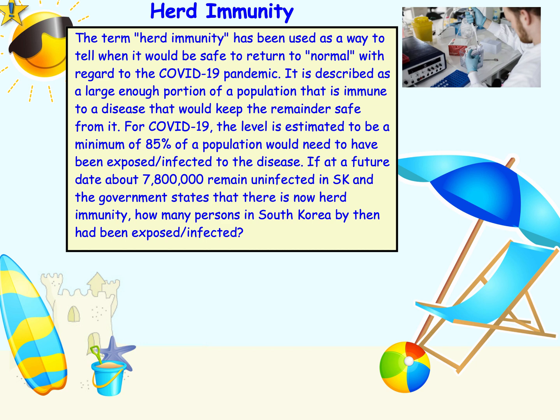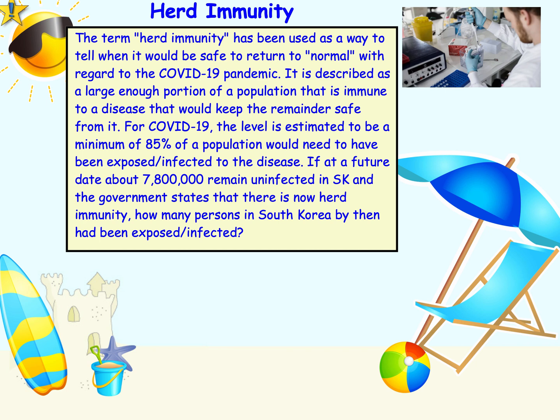Okay, so we don't have herd immunity for COVID-19. Scientists say that for COVID-19, we probably have to have about 85% of the population, some say even up to 90%, exposed or infected in order to have herd immunity. So the problem is, if at a future date we have about 7,800,000 people who remain uninfected in South Korea, and the government were to state that there is now herd immunity, how many persons in South Korea by then had been exposed or infected?